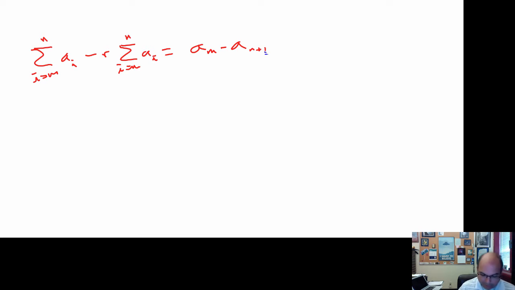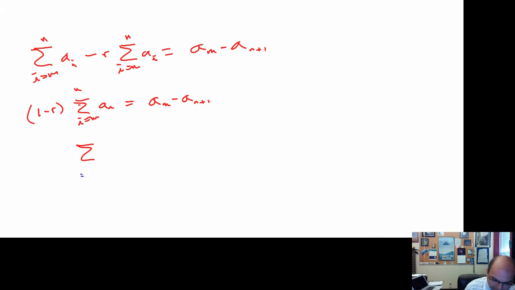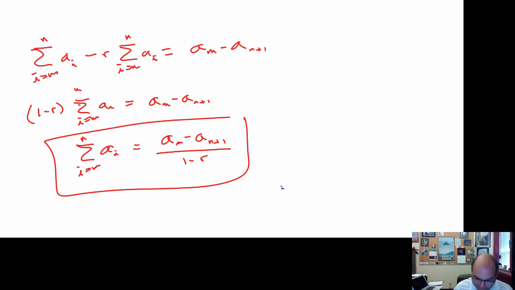So we have the sum from i equals m to n of a sub i minus r times the sum from i equals m to n of a sub i. That ended up being equal to a sub m minus a sub n plus 1. Okay, so I'll factor the sum here. 1 minus r times the sum from i equals m to n of a sub i is equal to a sub m minus a sub n plus 1. And finally, the sum from i equals m to n of a sub i is a sub m minus a sub n plus 1 divided by 1 minus r. Okay, so that's the result that I want.